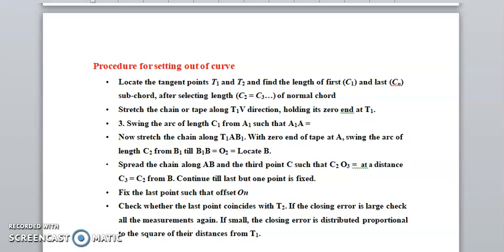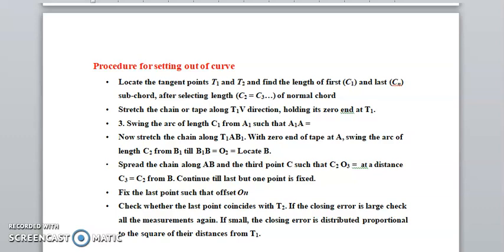Stretch the chain or tape along the T1 direction, holding its zero end at T1. Swing the arc length C1 along A1 such that T1A equals C1. Now stretch the chain along T1 A B1 with the zero end of the tape at A. Swing the arc length C2 from B1 till B1B equals C2, and locate B.